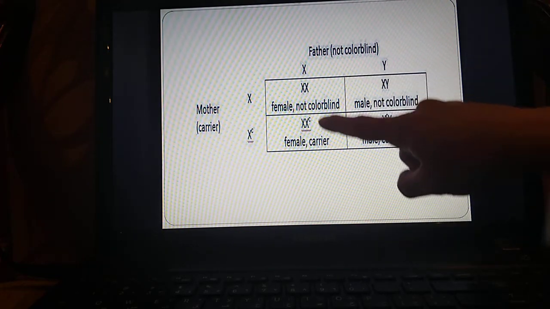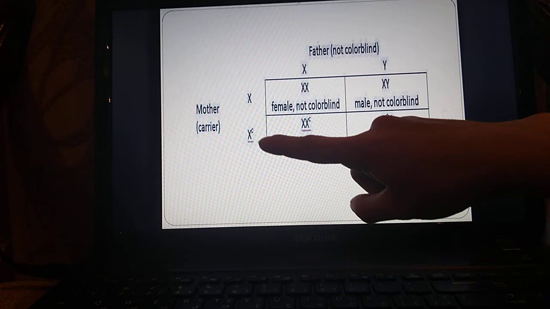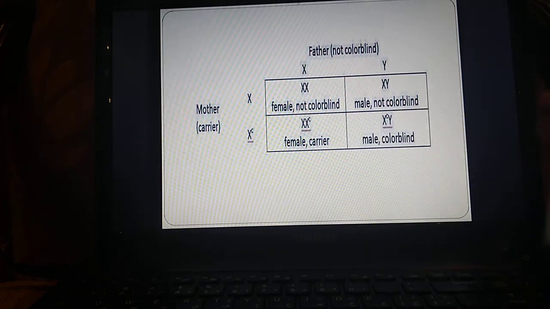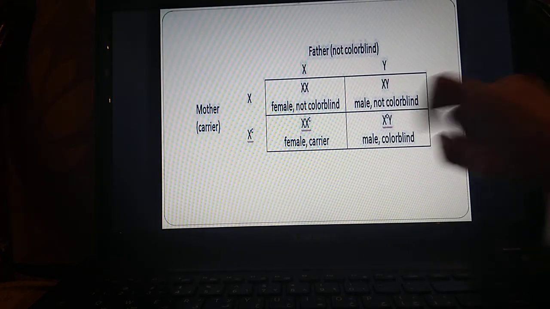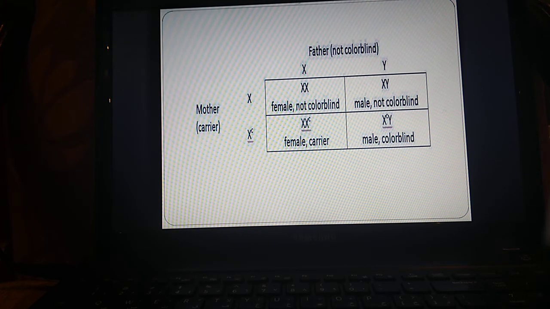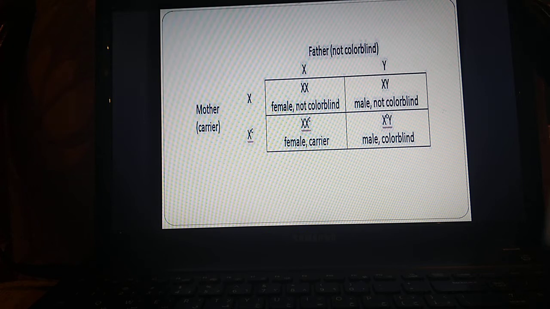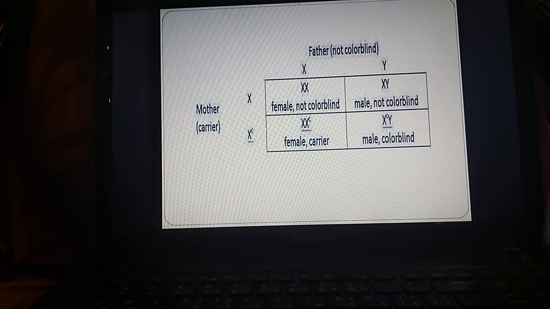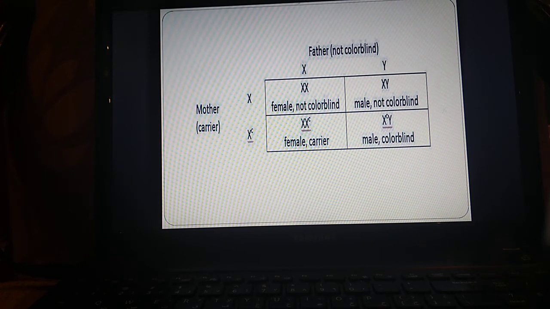We see the X allele from the father and the XC allele, which carries this disease. So as a result, we have XXC. Here we have a female, a baby girl who's healthy. She can see normally, but she's a carrier just like her mother. She may pass the disease, بس هي مش مصابة.